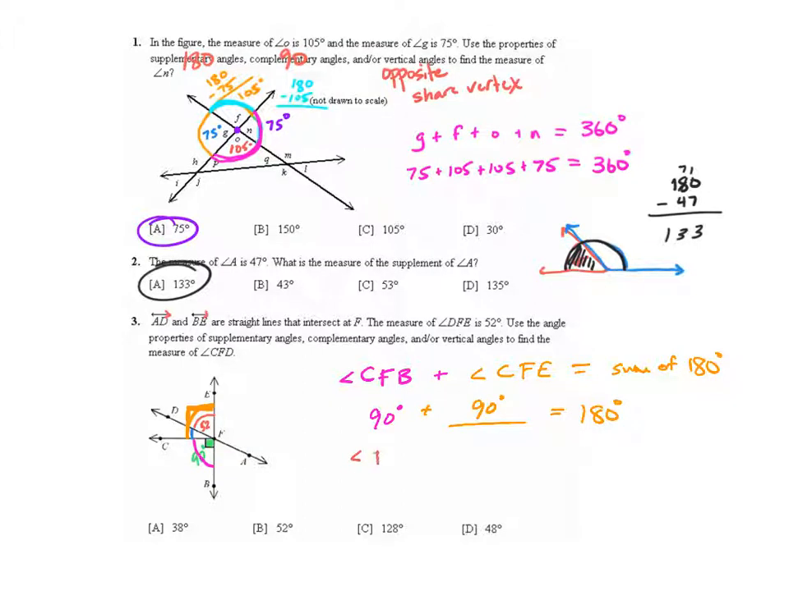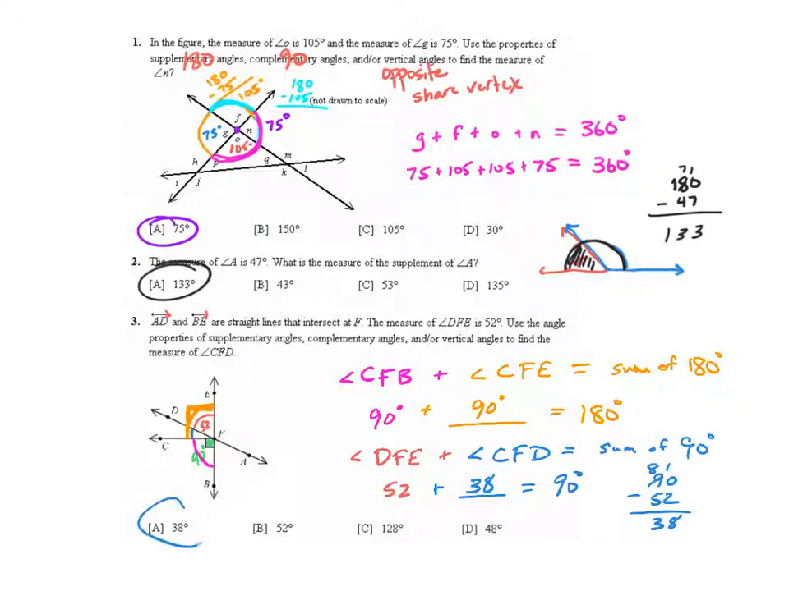I can now look at the two angles that make up angle CFE, and we have angle DFE plus angle CFD, and we know that they combine to have a sum of 90 degrees because they are now complementary. We know that angle DFE is 52 degrees. We're trying to find the measure of angle CFD. We know that they combine to equal 90 degrees, so we can just do some subtraction here to solve. And we get that angle CFD has a measure of 38 degrees.